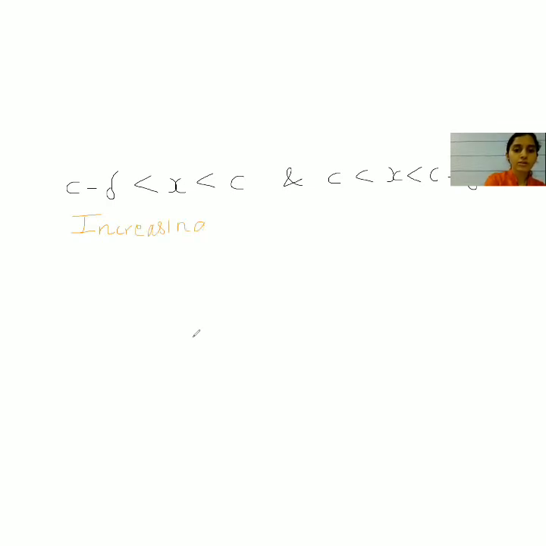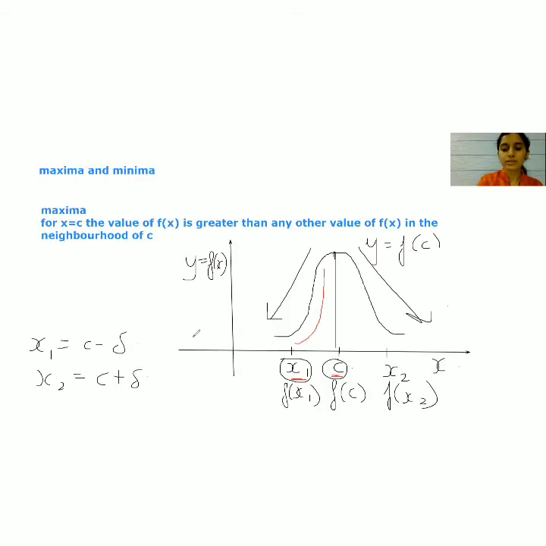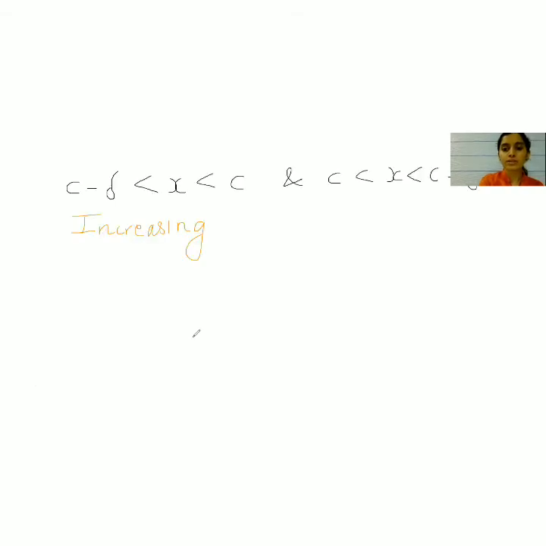Okay. And what about the second interval? That is on the right side, c less than x less than c plus delta. What about this interval? As the value of x is increasing, what is happening to the value of y? It is dropping down, right? So what will we call that as? We will call it a decreasing function.